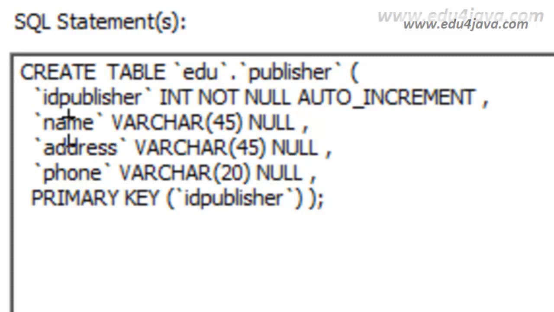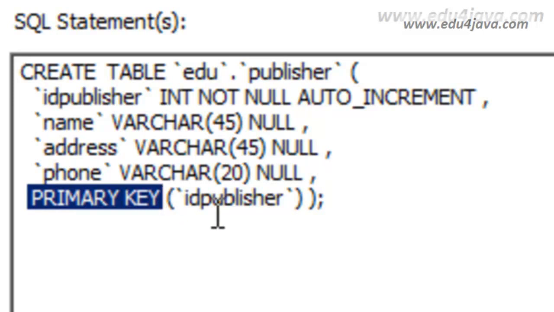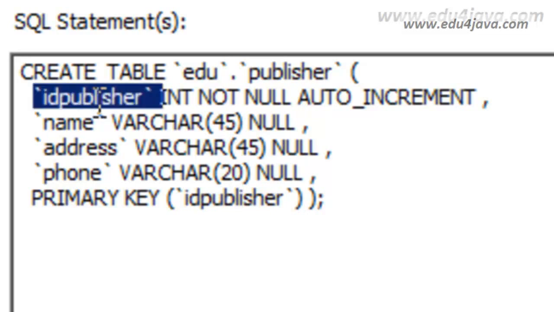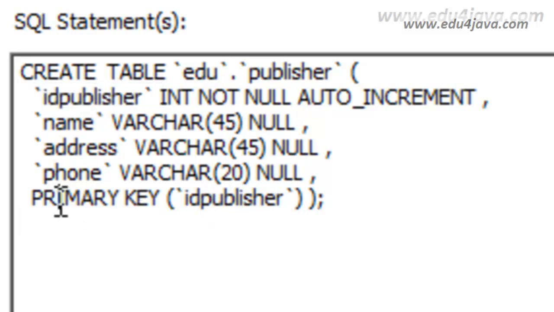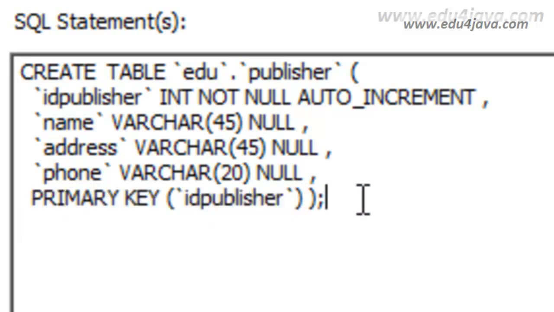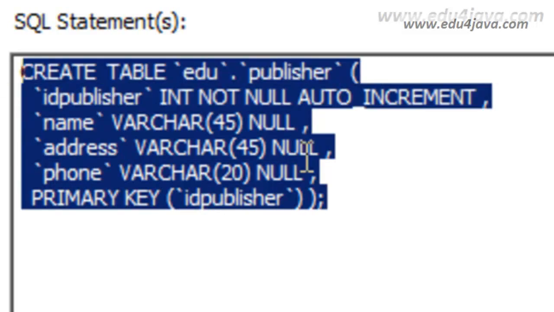We'll see this later. The second column says name varchar 45, and it can be null. Address varchar 45, null. Phone varchar 20, and it can be null. Lastly, we have a primary key, and in brackets, ID publisher. This is saying that this column is going to be the primary key. This in fact creates an index, but indexes will be seen in another future tutorial. Well, this is the create instruction.